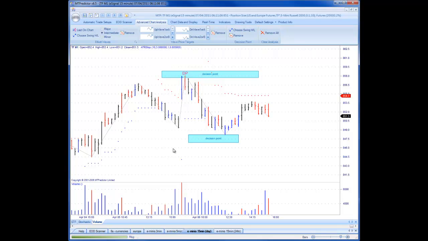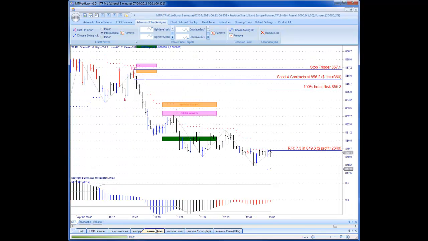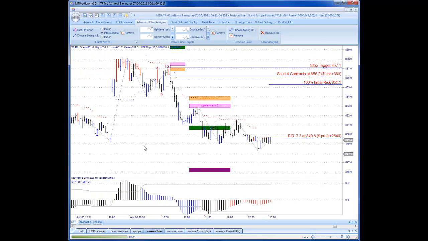So here we were yesterday with MTPredictor nailing the very high of the day on the Russell Index and nailing the very low of the day on the Russell Index. Both of those were in advance. Now that's pretty good trading. So if I go back to the 3-minute chart and put that 15-minute DP on, which would have been from this low here, as you can see, that did indeed tag that low down there very nicely.